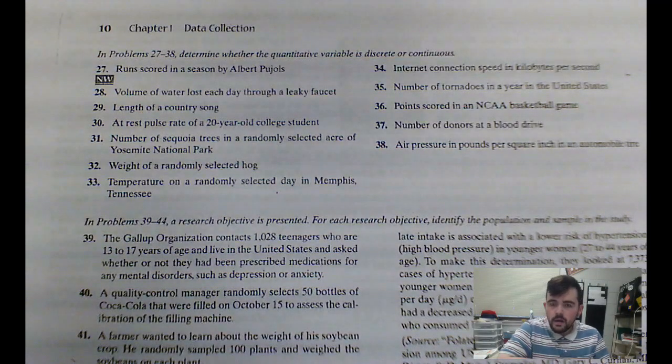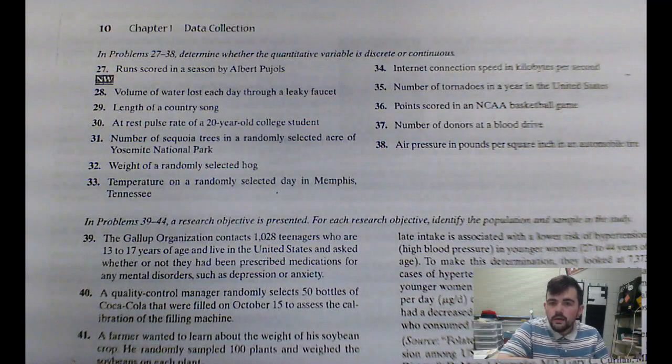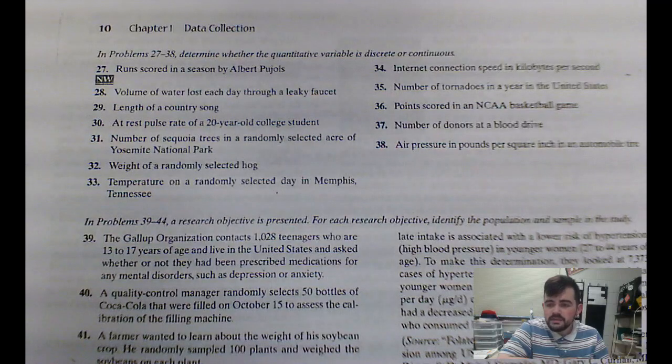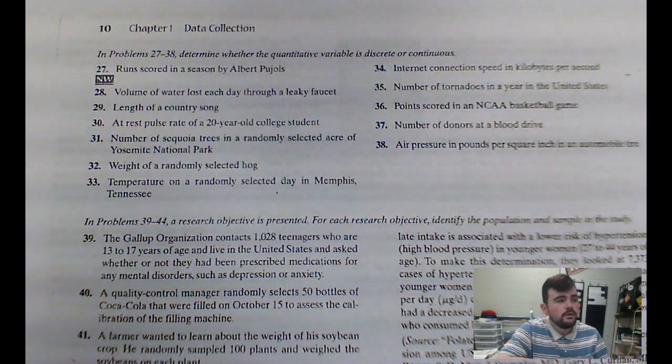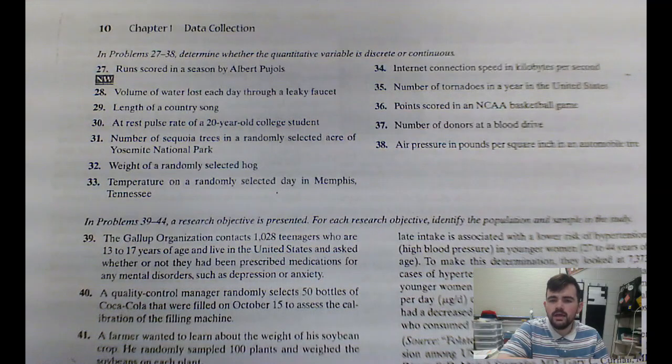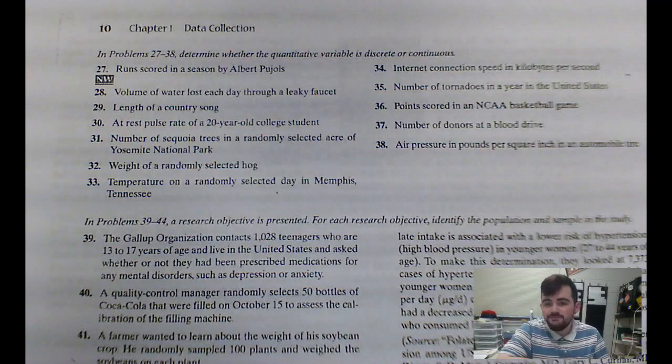Okay? You can't count your internet connection speed. It's something you have to measure. 35, the number of tornadoes in a year in the United States. Well, you're going to count those tornadoes, and there's no such thing as 5.5 tornadoes. 36, the points scored in an NCAA basketball game. Discrete. Again, with all those kind of sports things, you're counting if there's 5 points or 6 points.